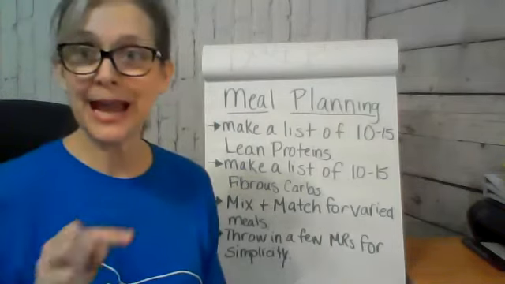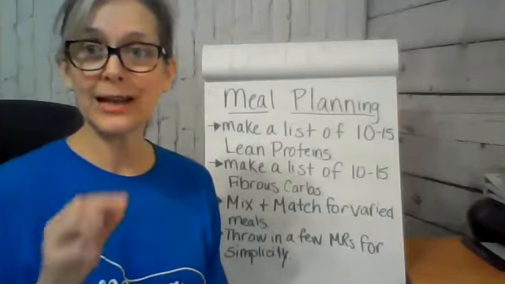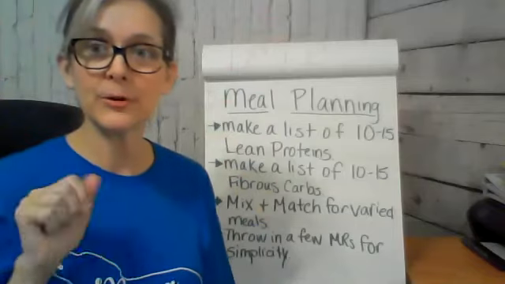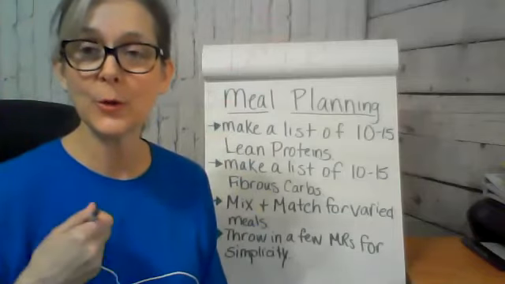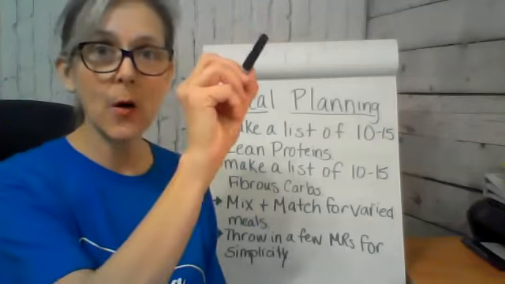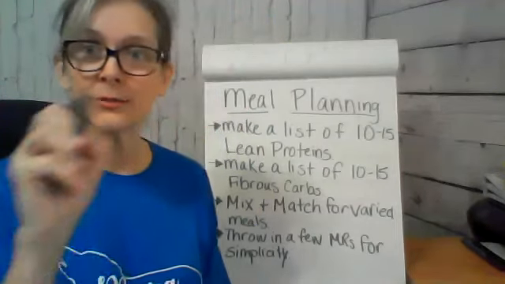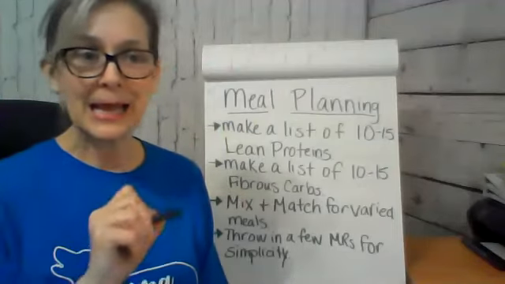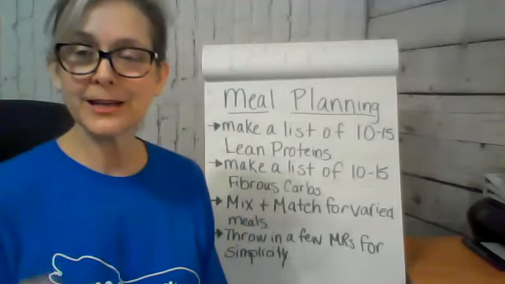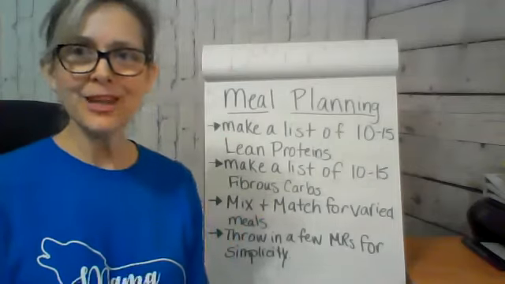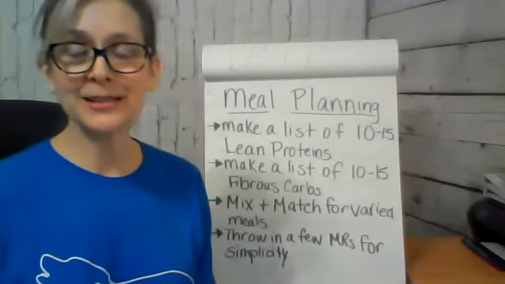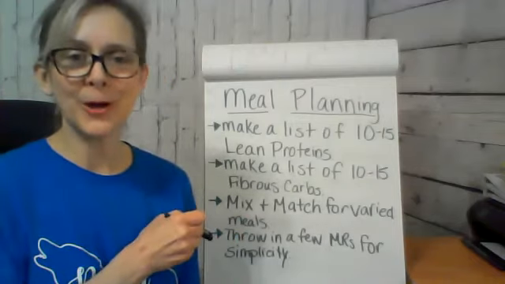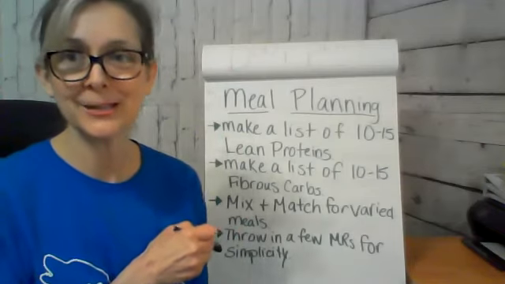Then you're just going to mix and match together the category 1 and category 2. If you've made yourself a list of 10 lean proteins and a list of 10 fibrous carbs, it is really just like grabbing your pencil like you were in elementary school and drawing a line from, I'm going to have some chicken with some broccoli. I'm going to have some egg whites with some spinach. I'm going to have some turkey breast with some okra. It's as simple as that. Cook that up in some MCT oil and you've got your fastest fat burning meals. But then throw in a few meal replacements for simplicity.